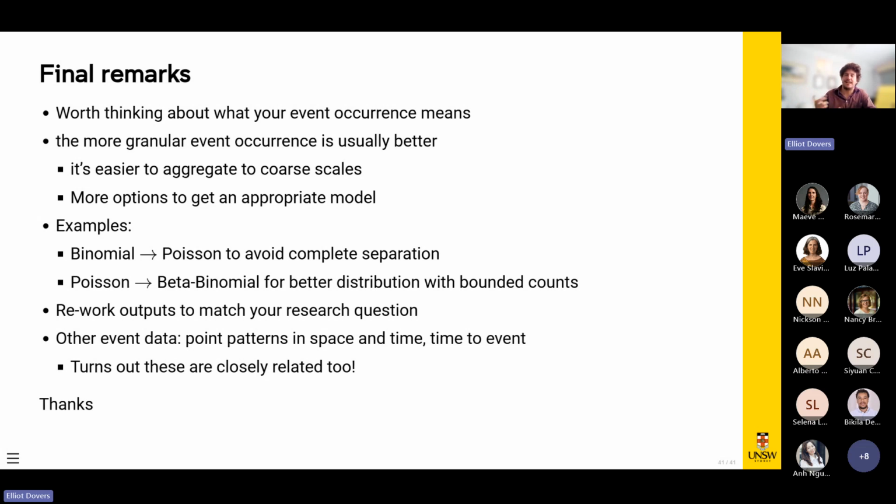And so a couple of things that I didn't really touch on today, which is also really interesting, is when you talk about events occurring over continuous time or space. So I'm particularly interested in point patterns in time and space. These can be modeled using point process models, which are again a closely related thing, kind of could be considered a data generating process for some of these other event data types. But they're really interesting too if you have the time to look into them.